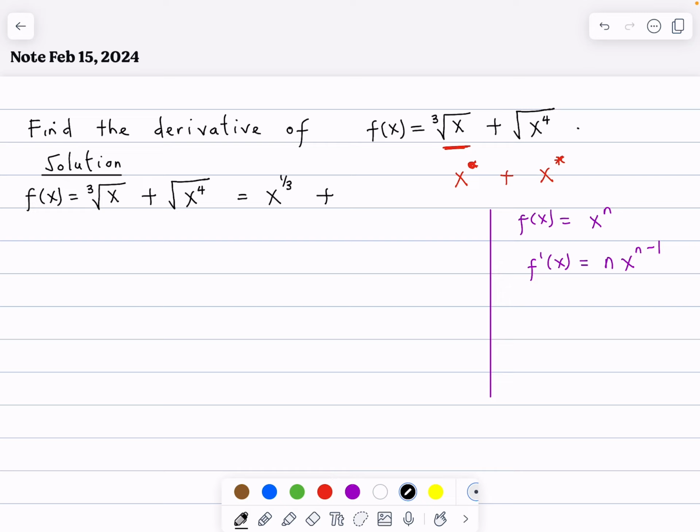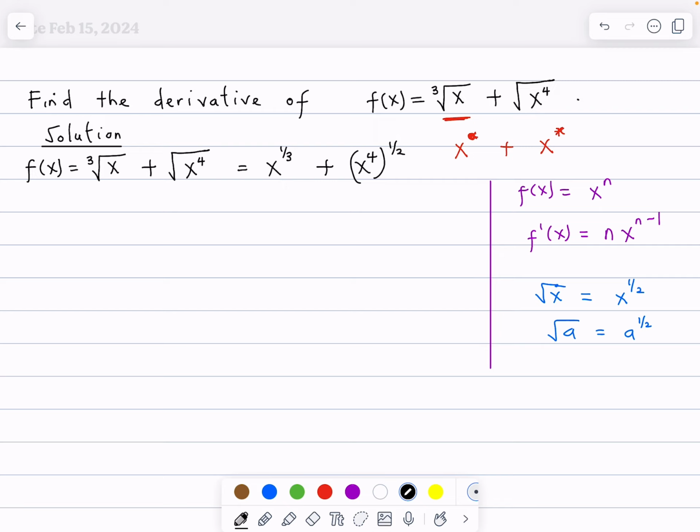And recall that the square root of x is the same thing as x to the power of 1/2. The square root of a is the same thing as a to the power of 1/2. So the square root of x to the power of 4 is going to be x to the power of 4 times 1/2, right? Now I can simplify the second term, this term here.